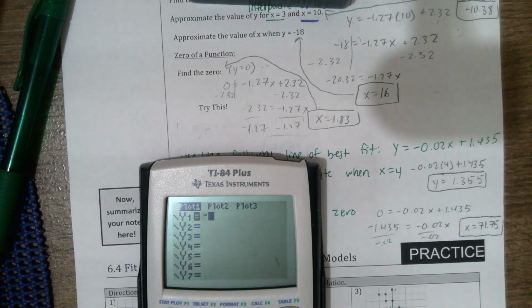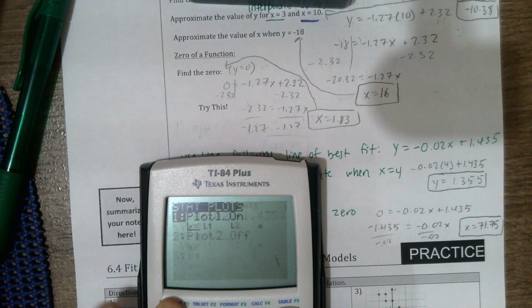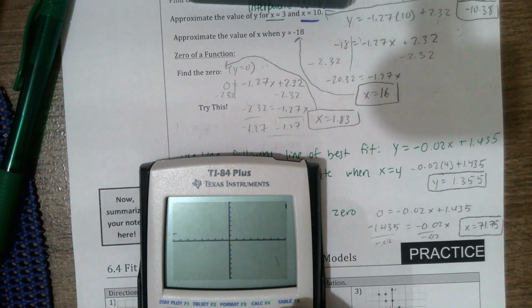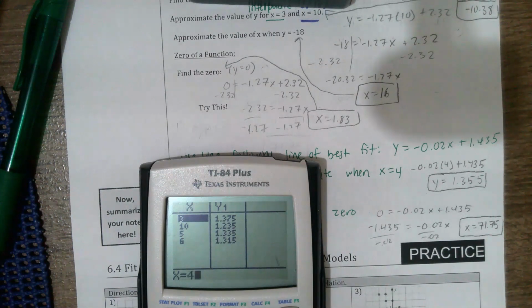So we have negative 0.02x plus 1.435. Let's take away the stat plot, turn it off. Look at the graph. Oh, that's not right. Oh, is it? Oh yeah, the slope is very small, so that is right. So we're going to go to table. We're going to plug in 4, and we get 1.355.